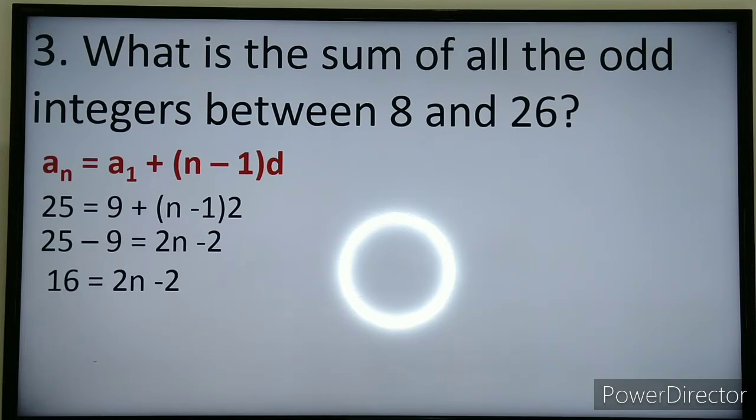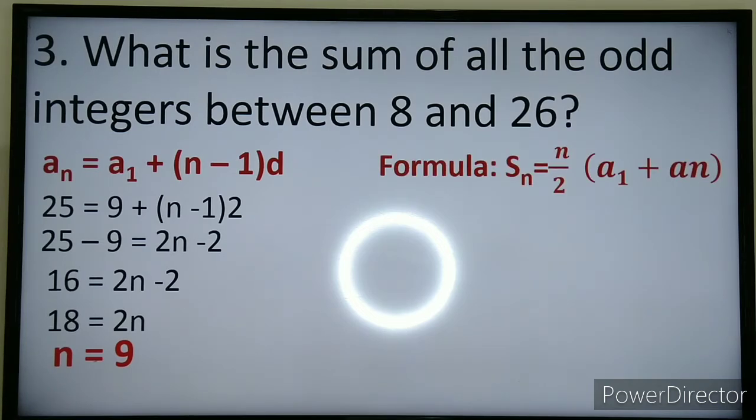Then to find the value of n, we have now 18 equals n. Why 18? Because we transpose negative 2, so it became 16 plus 2, which is equal to 18. Then dividing both sides by 2, so n equals 9. Now, going back to the question, we are going to look for the sum. We are going to use this formula.